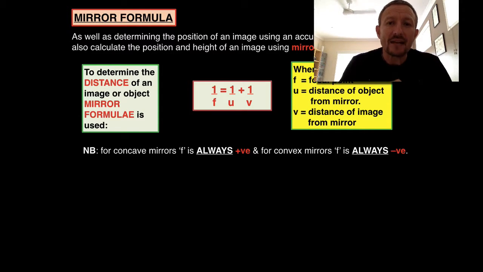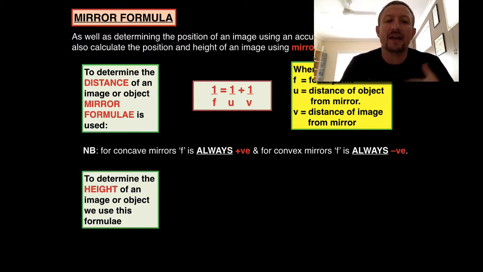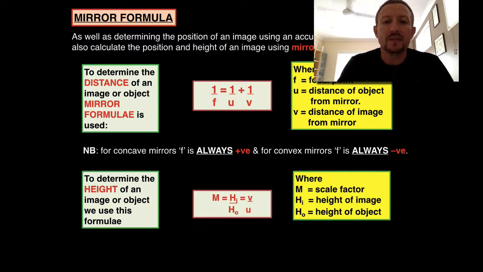Now, there is a second formula that will allow us to calculate the height of the image that has been used. This calculation basically works on the principle that the height of the image and the height of the object is directly related to the distance of the object and the distance of the image from the mirror. So we use this formula: m equals hi over ho, which also equals v over u.